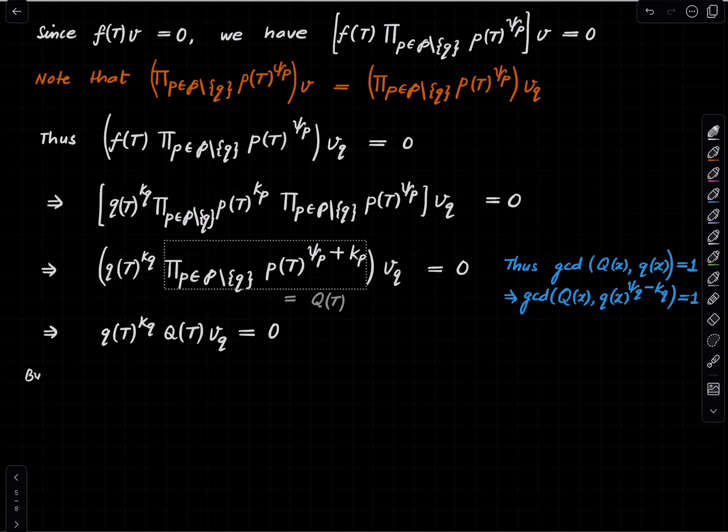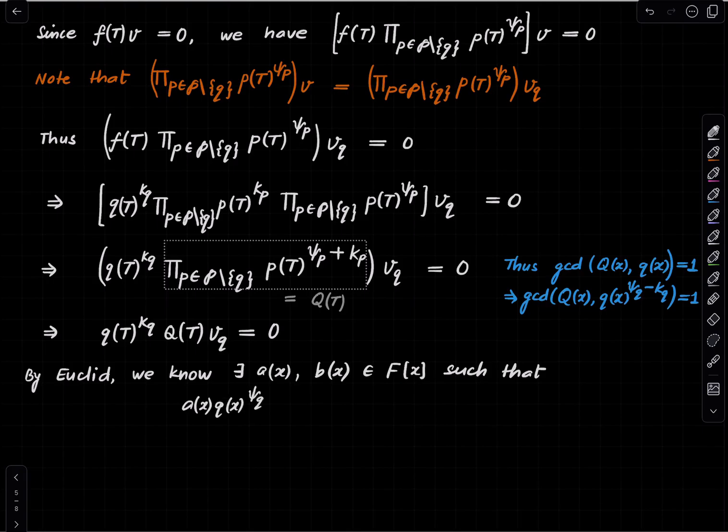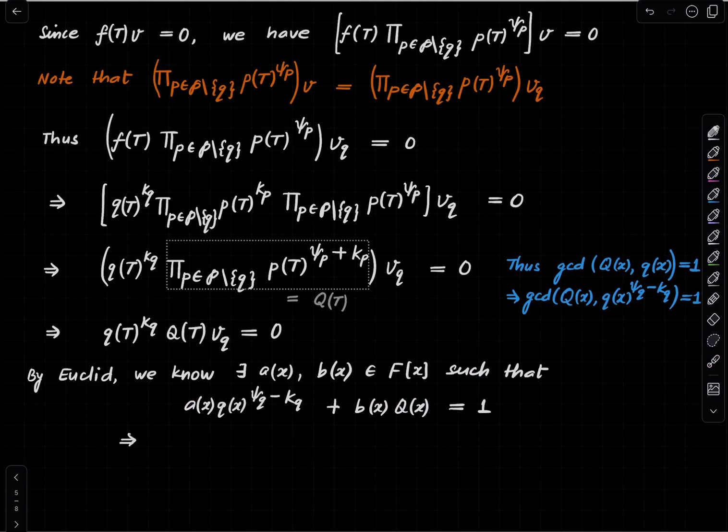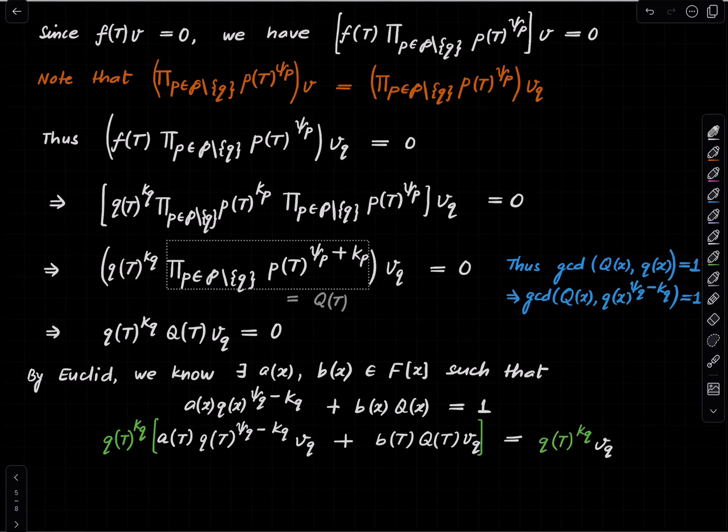Now by Euclid's theorem, we know there exist polynomials ax and bx over the base field such that ax times that plus bx times capital Qx is 1. We're exploiting this using Euclid's theorem. This implies qt psi q minus kq vq plus, immediately we get that. And now we multiply both sides by an appropriate thing, and that appropriate thing is qt to the power kq. Right? We can do that.